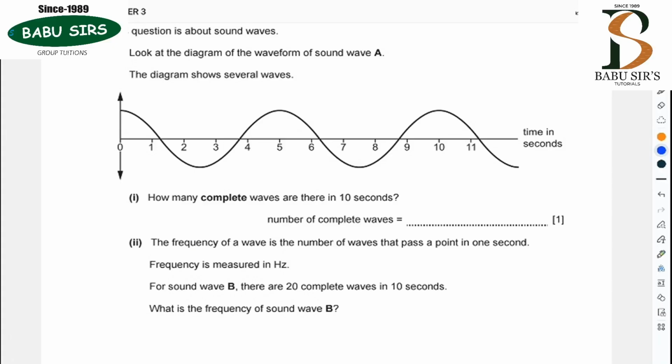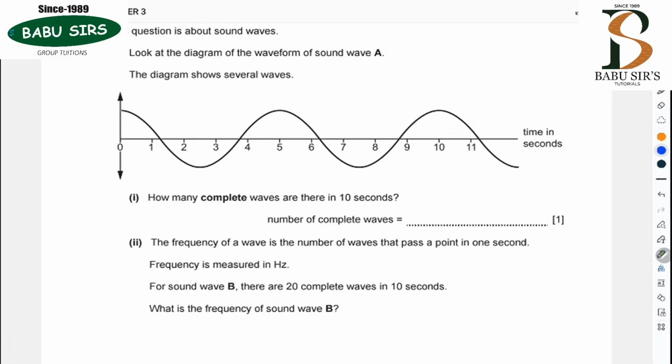Question number 3. This question is about sound waves. Look at the diagram of the waveform of sound wave A. So whatever you see in the diagram is sound wave A. The diagram shows several waves.